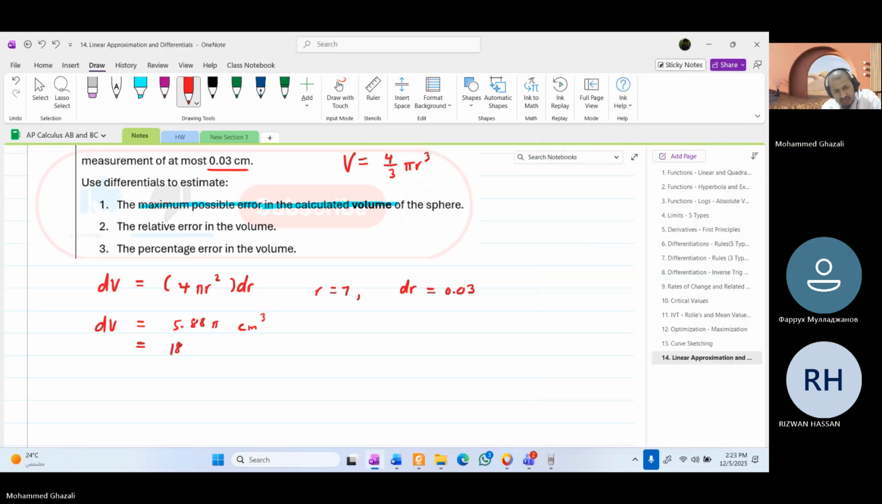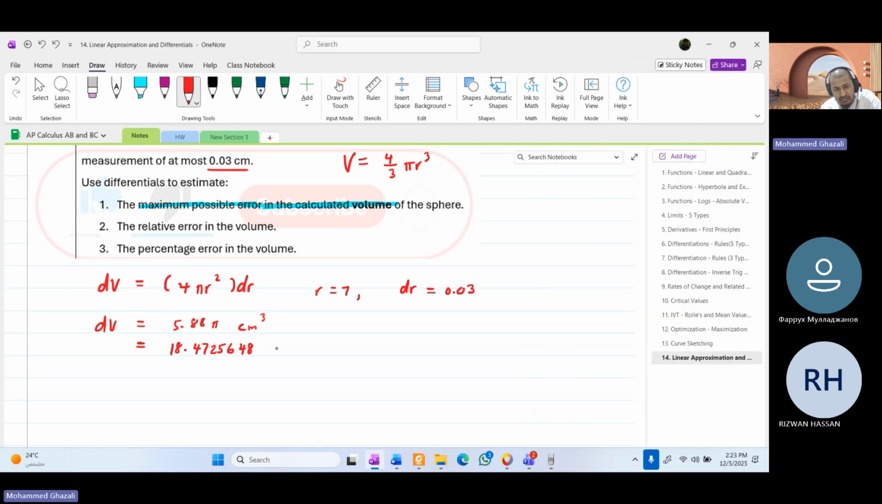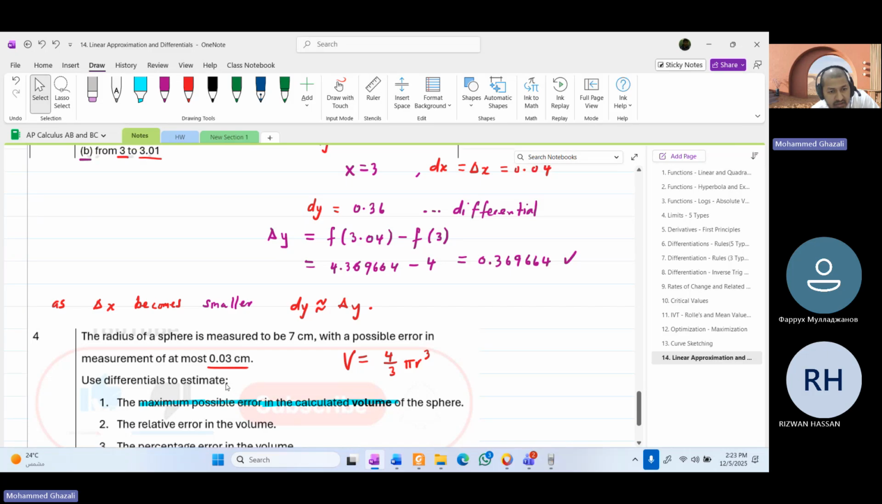18.4725, 25648. 648 cm cubed. Okay, so that's the maximum possible error that you can get.